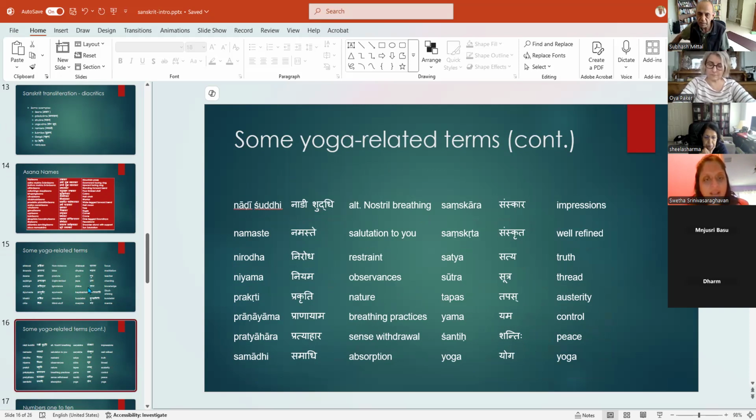If you want to look at a few of them, like this is Nadi Shuddhi, that's the alternate nostril breathing. We all know Namaste, Nirodha, etc. I think these are common words. I don't want to go through this list. If you have any questions, like I said, ask. If you find any word which you really want to understand the pronunciation, check with me.